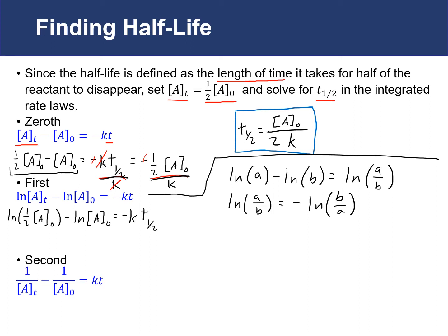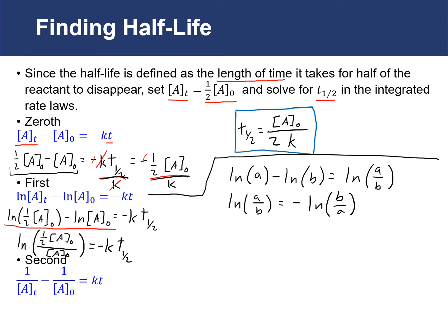We will use these two rules for natural logs in our derivation for the half-life equation for a first order process. So we can see that we can use our first one right here. We are subtracting two natural logs, so we can combine them together to give us the natural log of the quantity 1/2 A0 divided by A0 is equal to minus k t1/2.